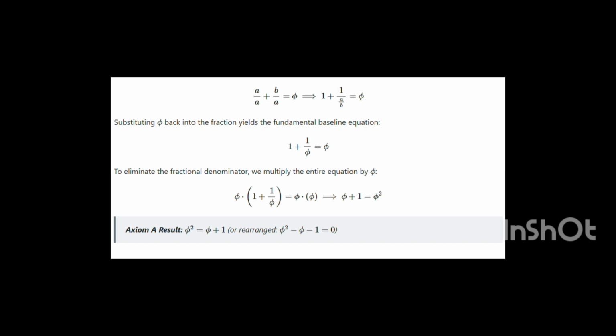Now we want to eliminate phi from the fractional denominator, so let's multiply both sides by phi. That gives phi into 1 plus 1 by phi equals phi into phi, which equals phi plus 1 equals phi square. Hence, we reach the axiom A result: phi square equals phi plus 1, which can be further rearranged into a quadratic equation, phi square minus phi minus 1 equals 0.